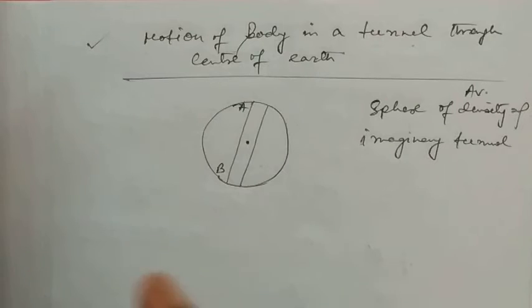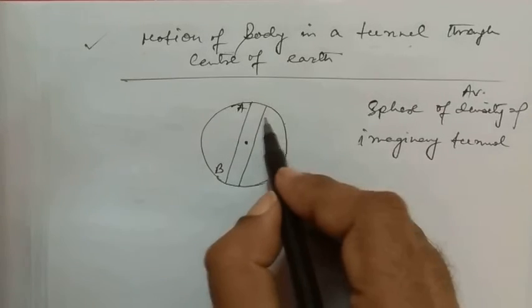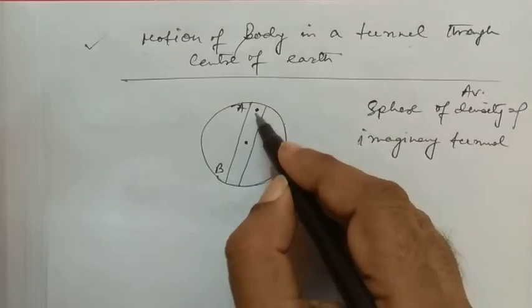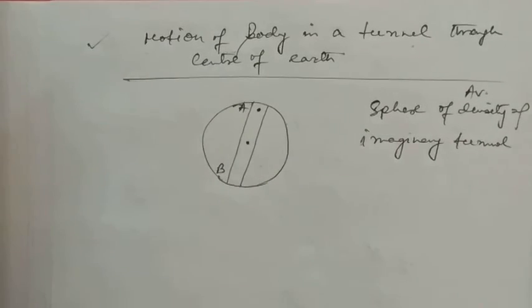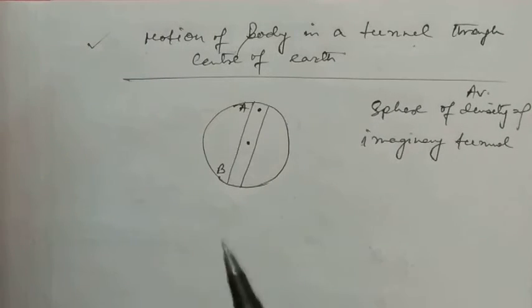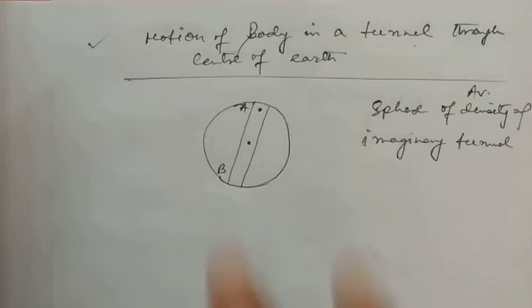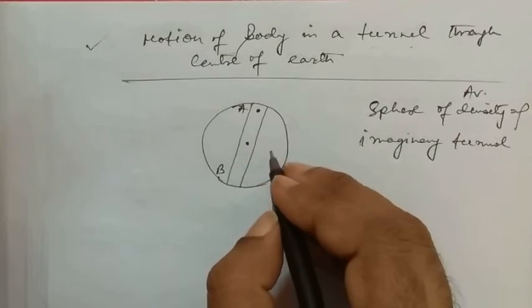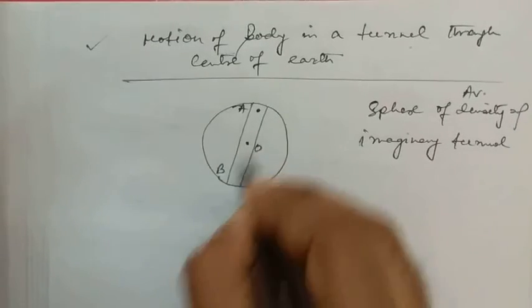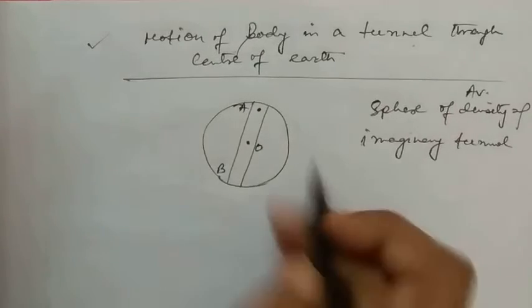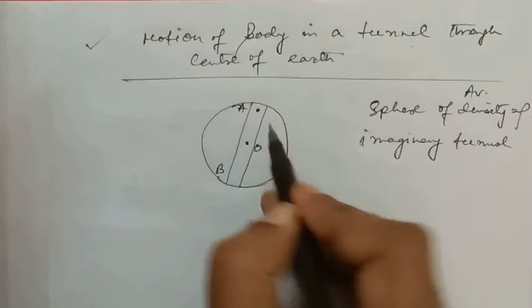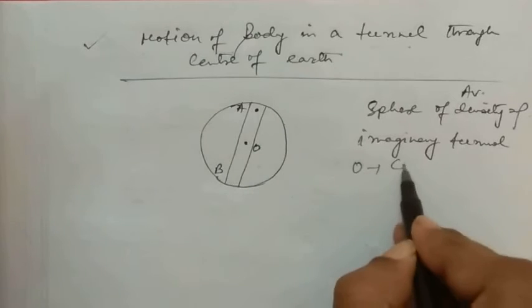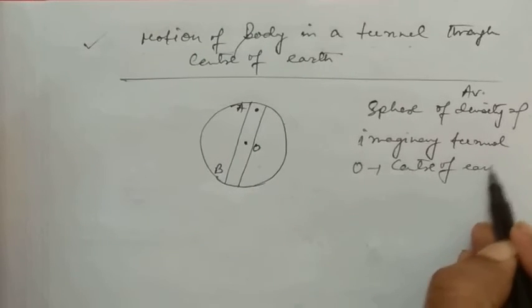So to show the characteristic features of the acceleration due to gravity below the surface of the earth, such a tunnel is imagined. Now what happens when we release a mass m from this point through this tunnel? What happens when a body of small mass m is dropped in the tunnel AB? Now after some time, if this is the center point, let us name it O. So O is the center of the earth.